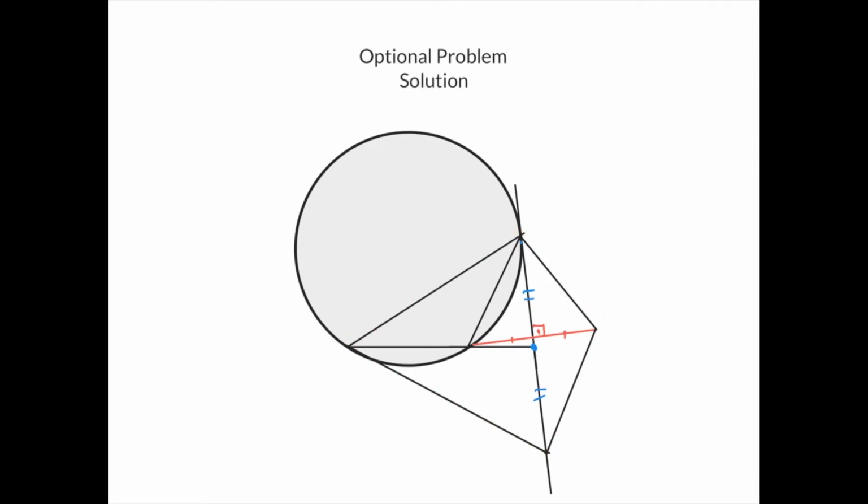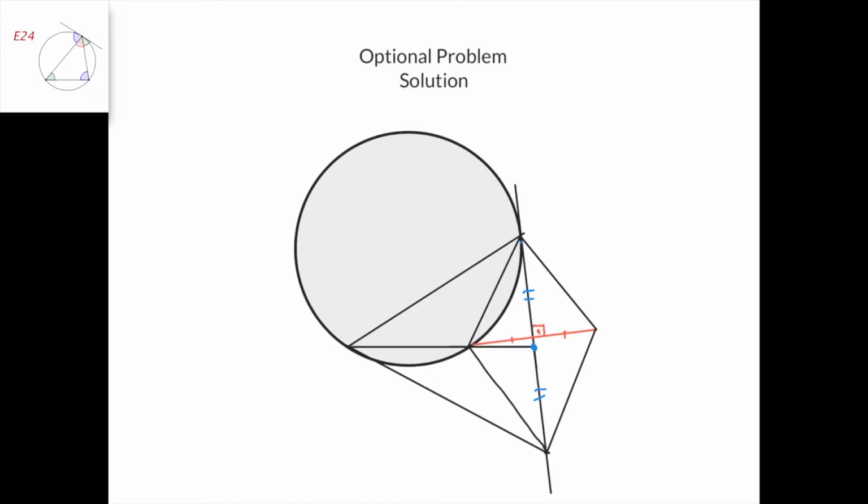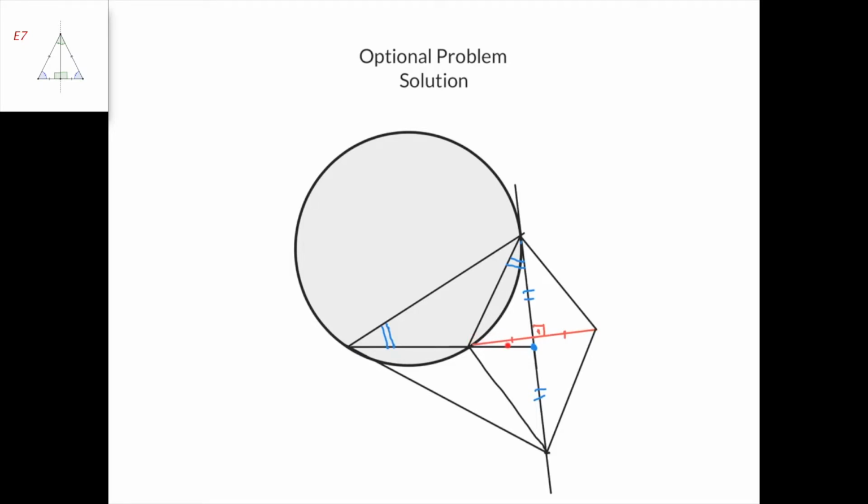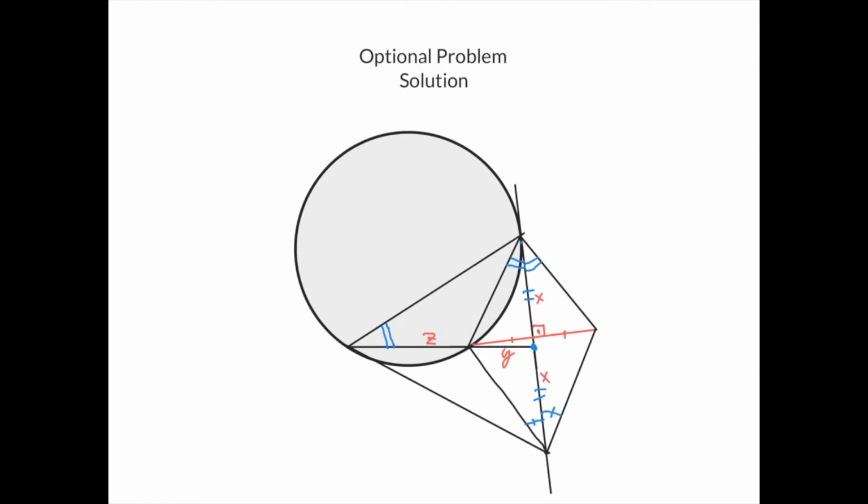And here's the solution. First of all, from the alternate segments theorem, we have that this angle corresponds to this arc, which corresponds to this angle, and so this angle equals this angle. Next, because of this symmetry, we have that this triangle here is isosceles, and so this median and altitude is also an angle bisector, and so this angle equals this angle. Similarly, this triangle here is also isosceles, and so this angle equals this angle. Now, let this distance be x, and this distance be x, the distance to this blue point. And let this distance here be y, and this be z.